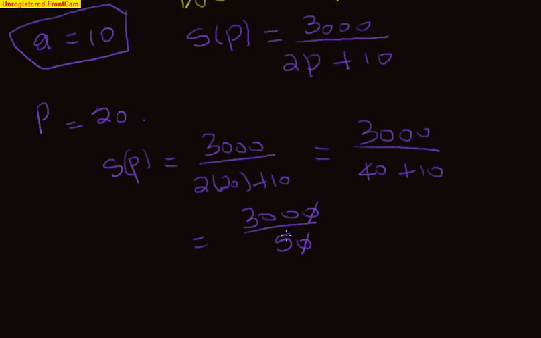Zeros cancel each other out. Now 5 divided into 300, that goes 6 times, and then the zeros, that's going to be equal to 60. This 60 in reality represents 60,000. Remember that S is in terms of thousands, so therefore 60,000 cell phones will be sold if we sell each cell phone at a rate of $20.